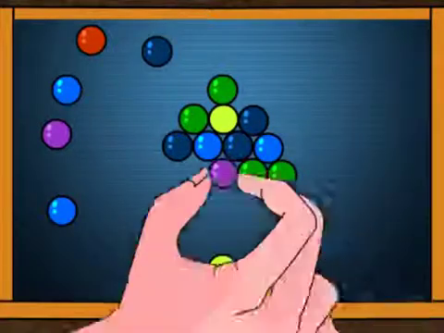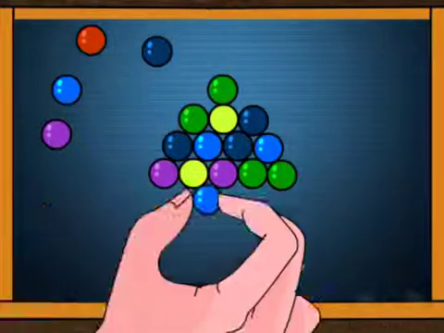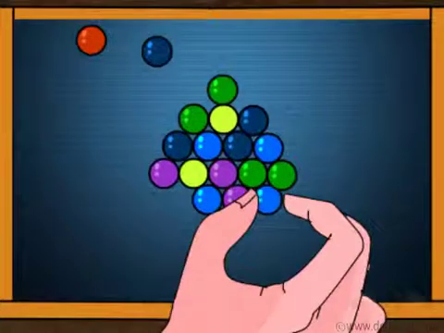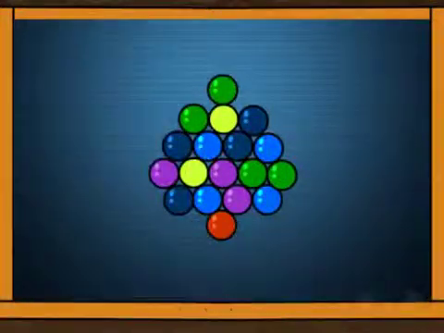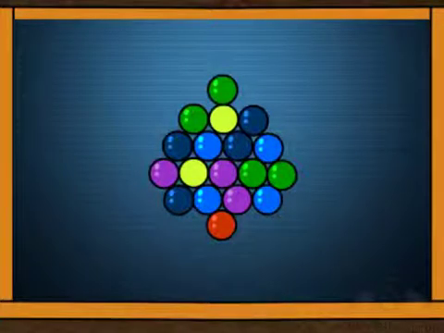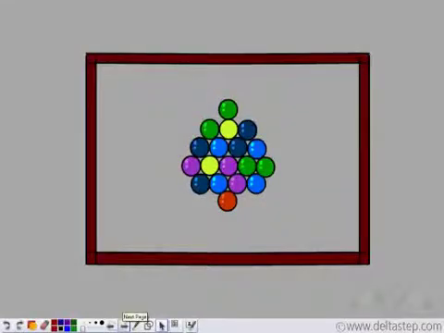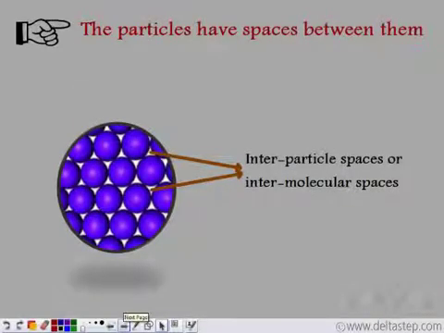If you observe, even if we take smaller balls, we are still getting some spaces in between, even though they are placed very close to each other. The atoms or molecules of matter are assumed to be spherical in shape. So however close to each other they are placed, they still have some spaces in between them. These spaces are known as interparticle spaces or intermolecular spaces. So all the particles of matter have spaces between them.